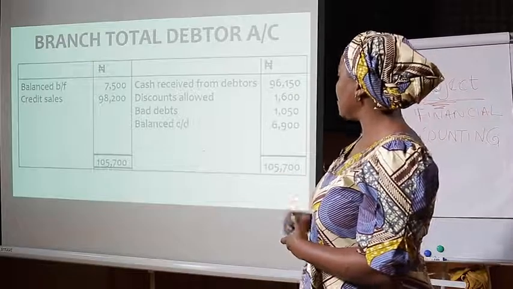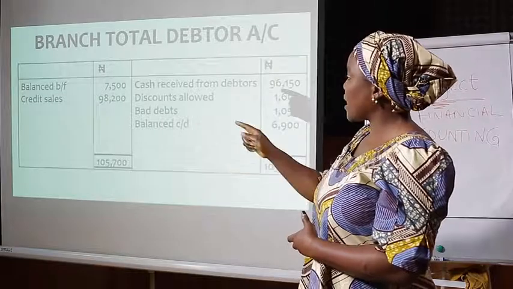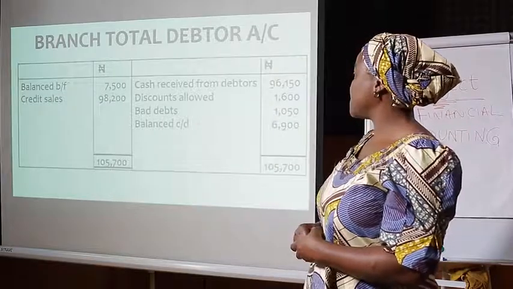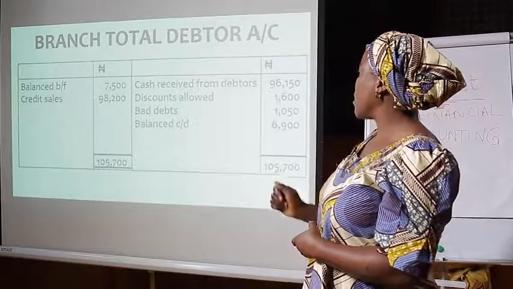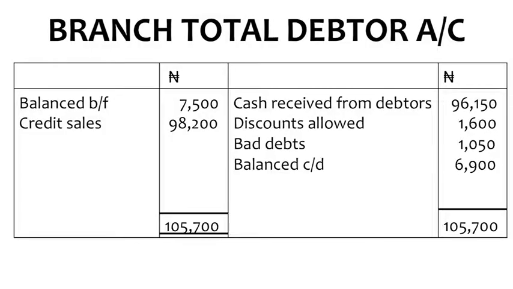And at the end of this account, you can see that we have a balance. Where the debit side is greater than the credit side, we have a deduction. And the balance to be paid by the debtors at the end of the period is 6,900. What they collected is 98,200, and they paid off 7,500. And this is our balance, which is 105,700.